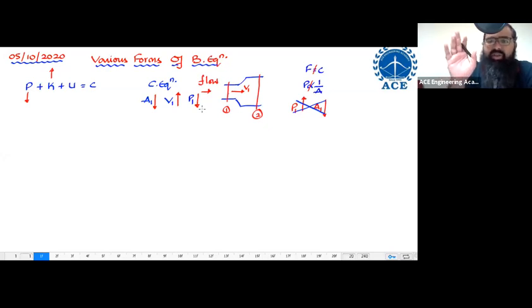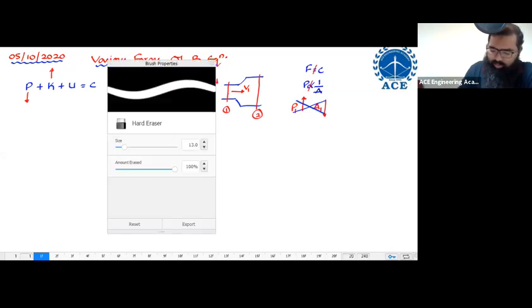Whenever the velocity is high, the pushing effect required for flow to take place is going to be less. This is the basic concept we are having. Hold on to this concept. It will be easy for you to understand the various forms there.